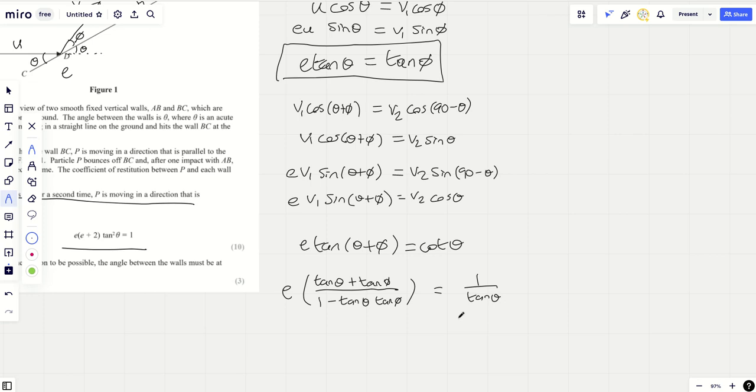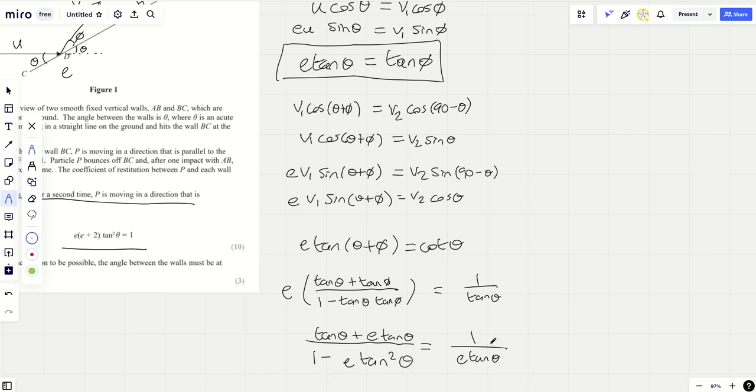So I know I'm going the right way. I'm going to chuck in e tan theta here and here. I'm also going to put that e over there just to park it and leave it there for later, out of the way. So I'm going to have tan theta plus e tan theta, because tan phi is e tan theta, over 1 minus, well, tan theta times that is going to be e tan squared theta, I think.